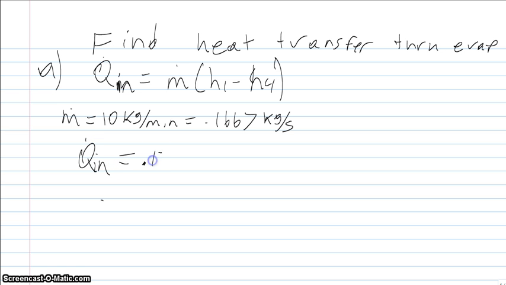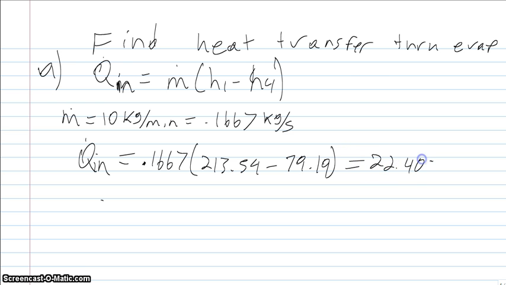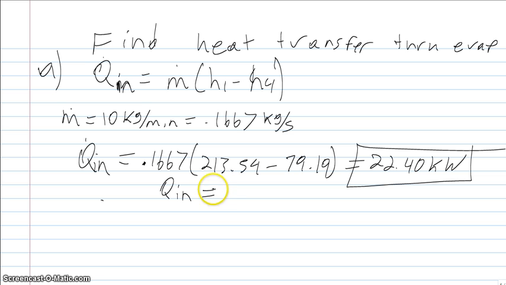So, Qn equals 0.1667 times H1, which is 213.54, minus 79.19. Alright? And that equals 22.40 kilowatts. Remember guys, always box in your answers or you'll get 50 points out.